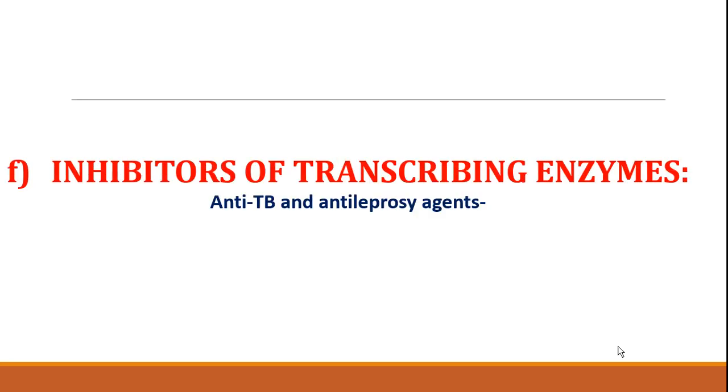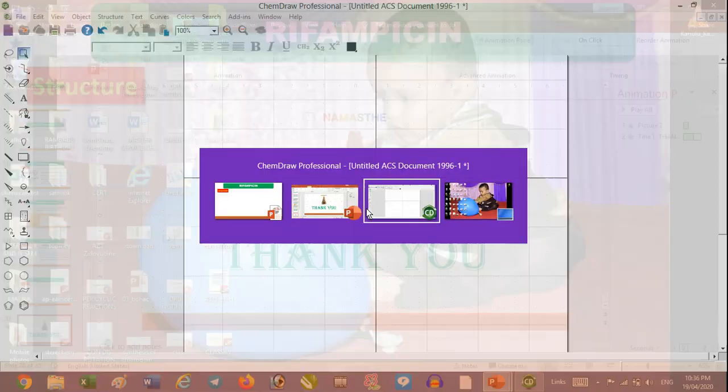Hello friends, once again back into the class. Today's topic is inhibitors of transcribing enzymes. So these are anti-TB and anti-leprosy agents. In this case, the drug is rifampicin. So let's see the structure of rifampicin.